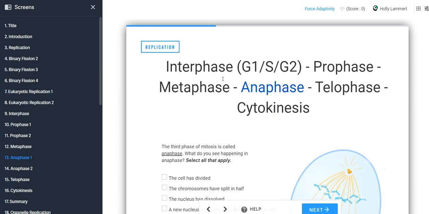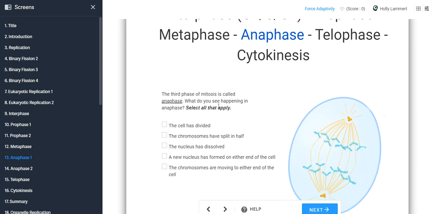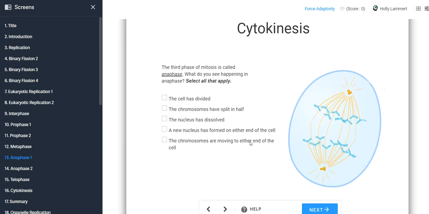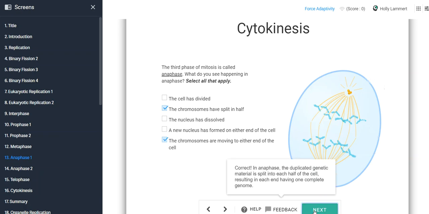Okay, so now we are in anaphase. It's the third phase. What do you think is happening? The cell is divided, not yet. The chromosomes have split in half. They have. The nucleus has dissolved already. The new nucleus has formed, not yet. And the chromosomes are moving to either side of the cell. That is true. Okay, I'm going to take some notes on that.